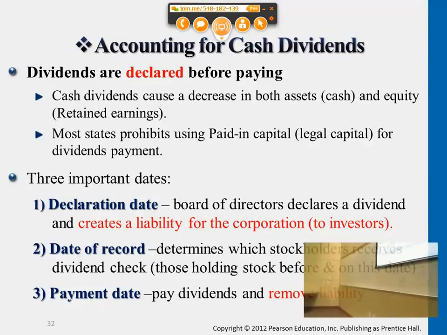Okay, so cash dividends cause a decrease in both assets and equity. Cash dividends means that shareholders basically are receiving checks. So from the company's perspective, they're reducing their cash, and they're also using up their retained earnings to give dividends.